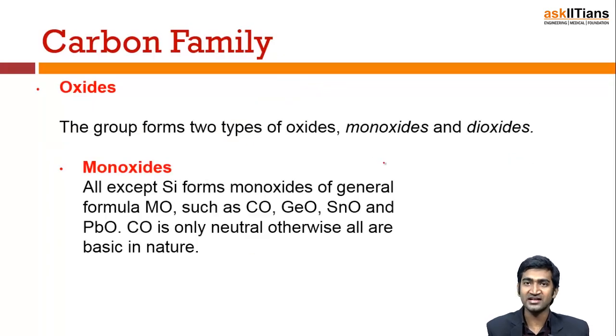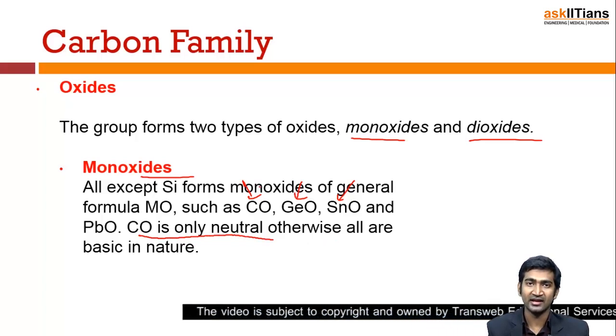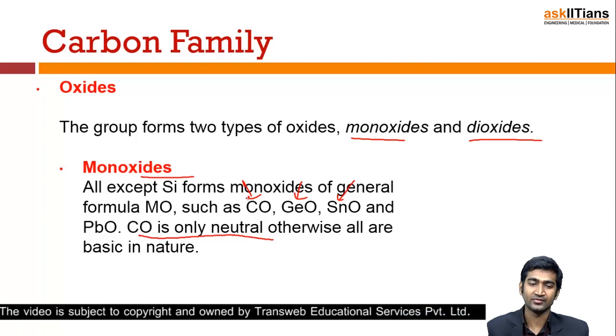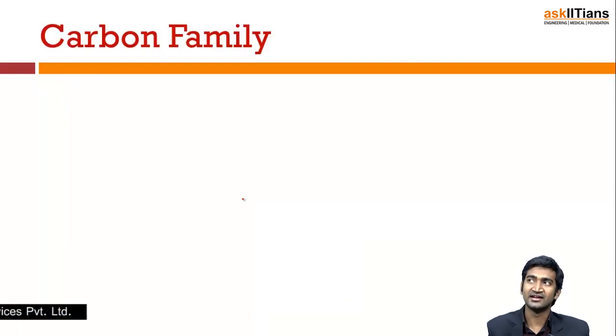If I talk about oxides, it forms monoxides and it forms dioxides. So monoxides, you know: carbon monoxide, germanium monoxide, tin monoxide, right? Your CO is neutral, otherwise all are basic in nature. And your CO is very, very harmful, very injurious to health also, because it sticks with the hemoglobin pigment, if you remember.